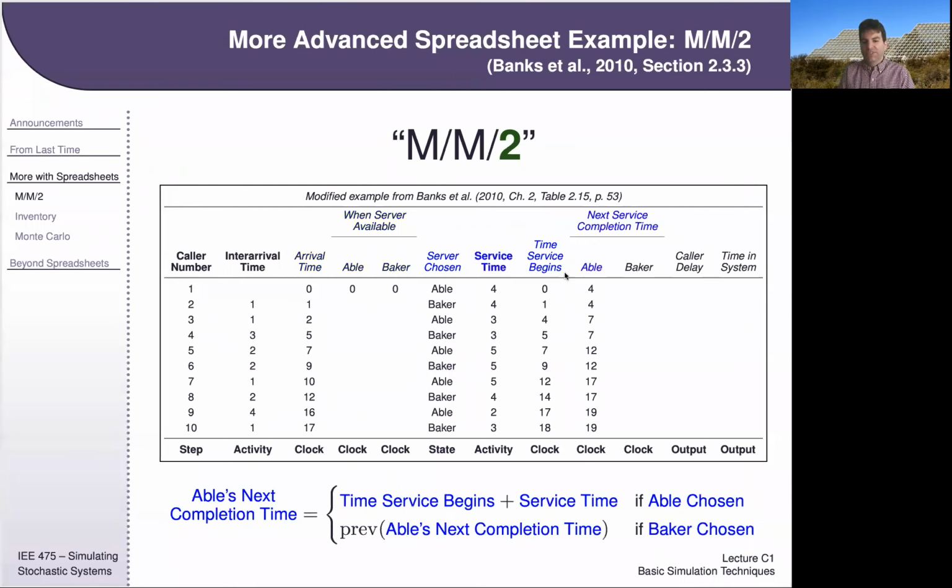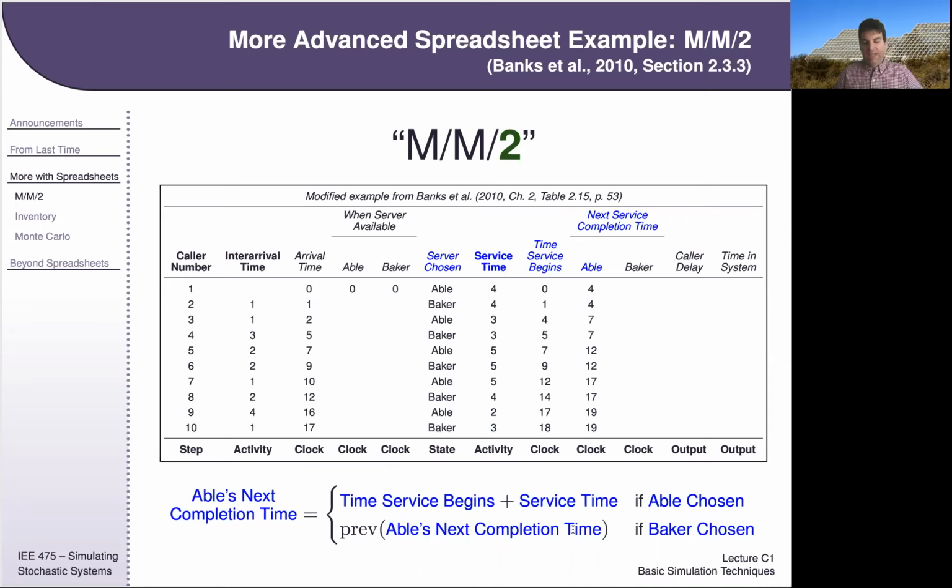And once we know the service begin times, then we can calculate completion times. Because if we know when the activities begin, if we then add the service time for that particular caller, we can figure out when that activity ends. And for Able, that's a simple formula. If we're currently in an Able row, then for this caller, if Able was the one that was chosen, it's whatever time the service began for that caller plus the current service time, which is going to be Able's service time.